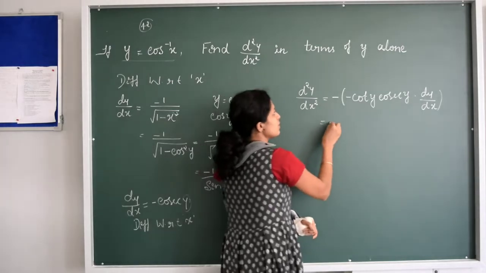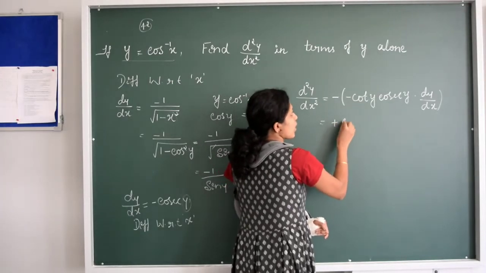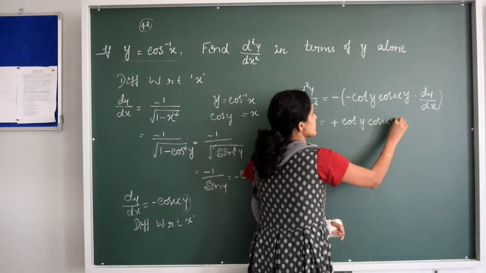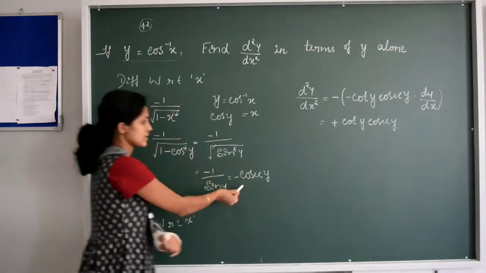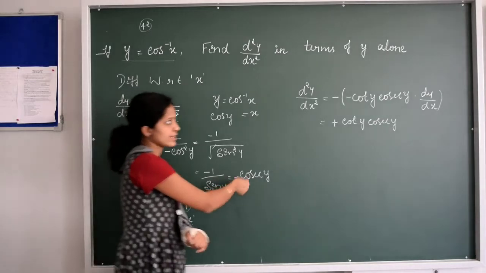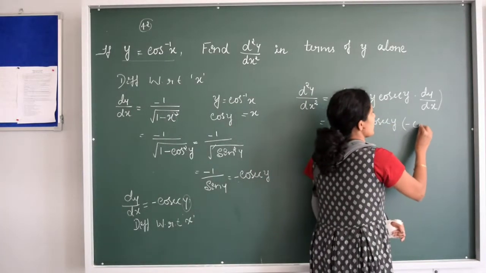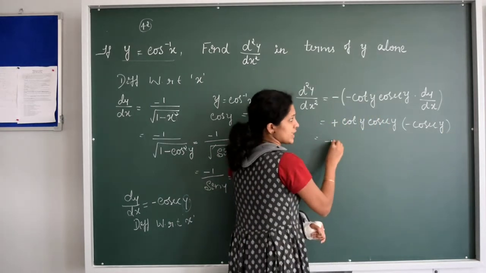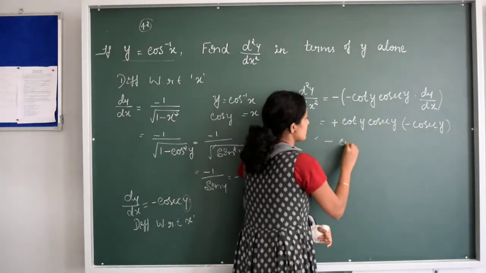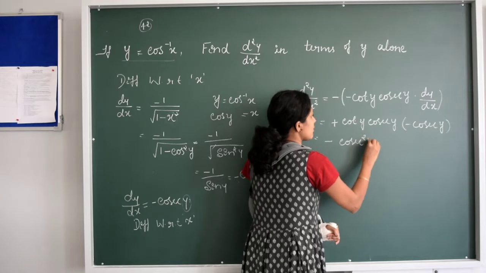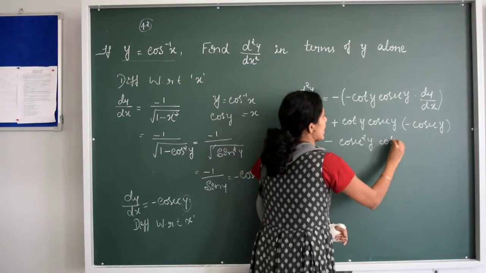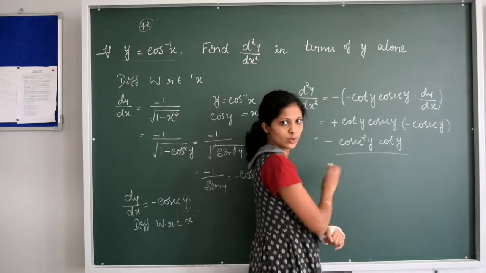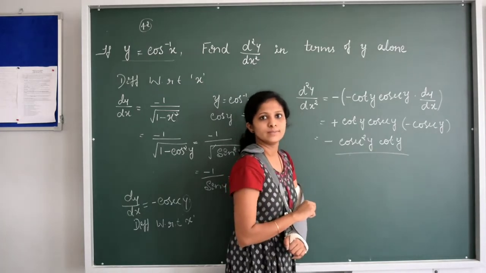So this is equal to minus into minus will be plus cot y into cosecant y. What is dy by dx? We have dy by dx as minus cosecant y, right? In terms of y. So this will now be minus, dy by dx will be cosecant y. Now if I multiply this, minus of cosecant y into cosecant y will be cosecant square y into cot y. So d square y by dx square in terms of y alone. I hope you understood this one.